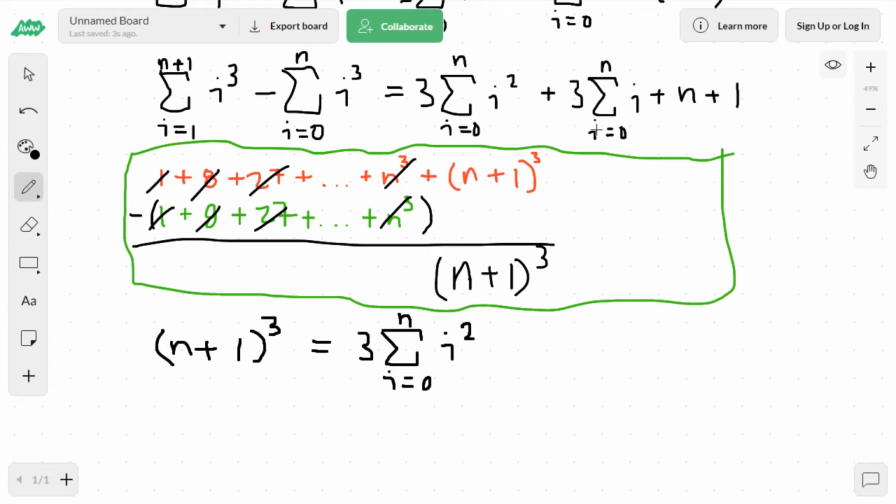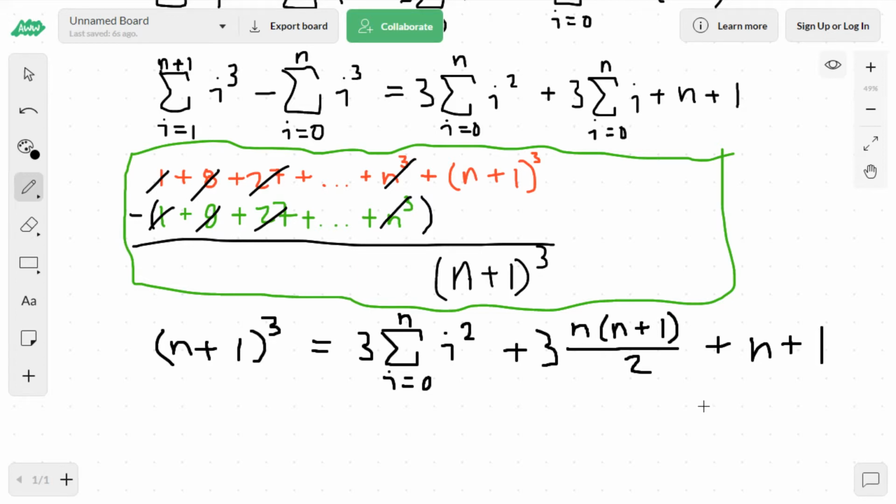And then what else do we have? Well, we've got this thing. Now, I've been thinking about this, and I think we've seen this before, right? This is just the sum of numbers from 0 to n. What we saw before is that that's the same as n times n plus 1 divided by 2. So we're going to treat it like that. Nice. Okay, that's great. And then we still have the plus n plus 1 over here.